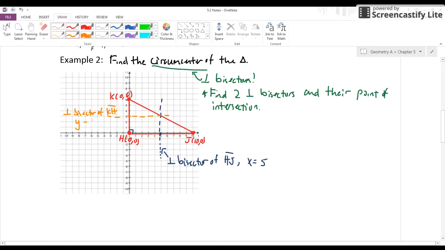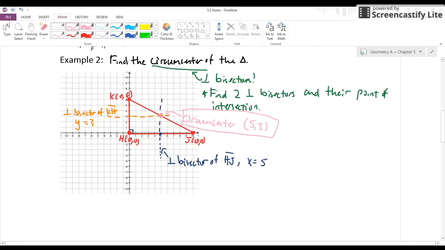That's going to be y is equal to 3. And again, it's y is equal to 3 because it's a horizontal line that goes through the value of y, which is 3. And that point of intersection is going to be my circumcenter. So right here where they meet, I'm highlighting right here in pink, this is the circumcenter. Right? And that point is the point (5, 3), and that is my answer.